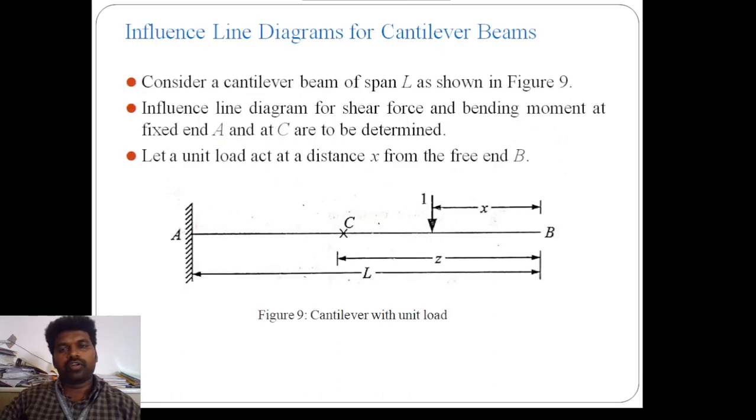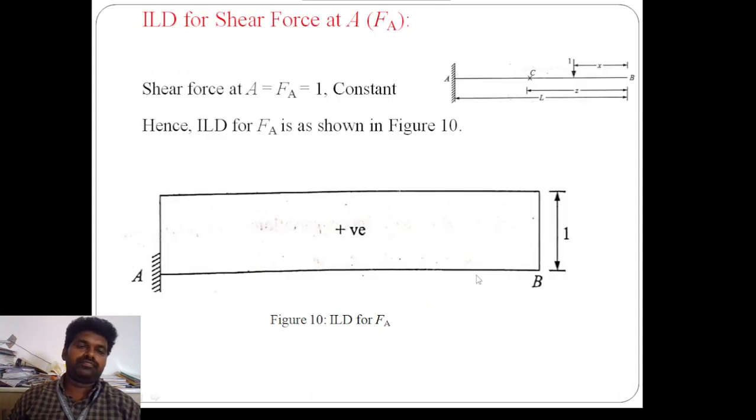Influence diagram for cantilever beams. The influence diagram for a cantilever beam is different. Consider a cantilever beam of span L as shown in the figure. Influence diagrams for shear force and bending moment at the fixed end A and at C are determined. Let a unit load act at a distance x from the free end B. So we have A, B and C. The unit load acts between C and B, that is 1. The distance from C to B is Z and the span is L.